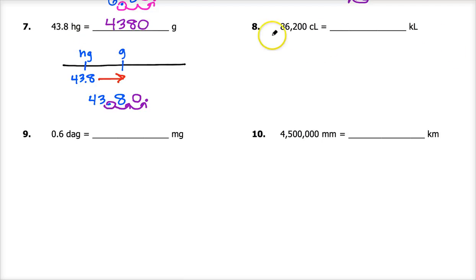Number 8, we have 86,200 centiliters, and we're going to kiloliters. So think about, here's where liters would be. Centiliters would be over here. Centiliters are 1/100th of a liter. So here's my 86,200. And kiloliters are all the way over here, 1,000 times larger than a liter. So we're first of all going to go from centiliters to liters, and to do that we need to move our decimal point to the left 2 places.